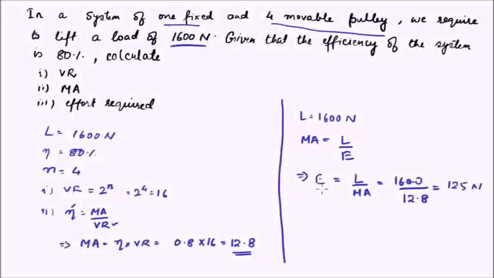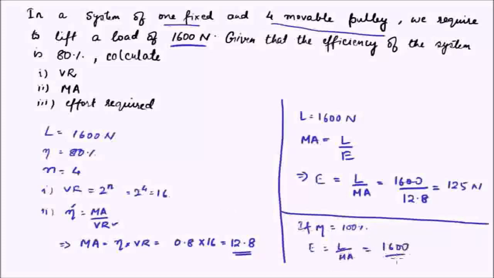Imagine that the efficiency was 100%. Under that scenario, what would have been the effort required? If efficiency was 100%, then the effort required would be L upon MA again, but the mechanical advantage would have been the velocity ratio, and we would have got 1600 upon 16 and 100 Newton. But this is not what the question asks. The question asks the effort required under 80% efficiency. So we got 125 Newton.